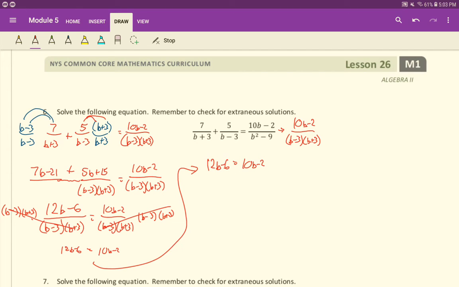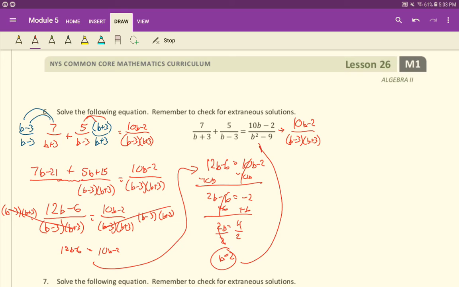And now let's solve. Subtract 10b from both sides to get the b's together. So we'll have 2b minus 6 equals negative 2. Add 6 to both sides. 2b equals 4. Divide both sides by 2. b equals 2. Voila, there's our answer.